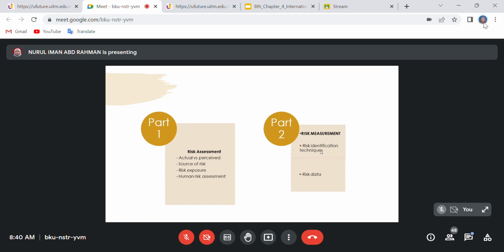For your risk measurement, you can take a look at page 40. There is a table, a diagram of risk identification techniques, with physical inspection, checklist and so on. For this part, you need to read. I already discussed it, but you still need to read on the advantages and disadvantages. Just read it briefly.